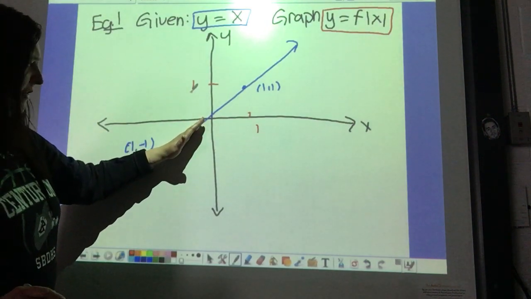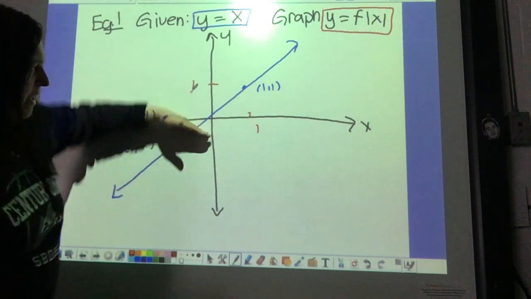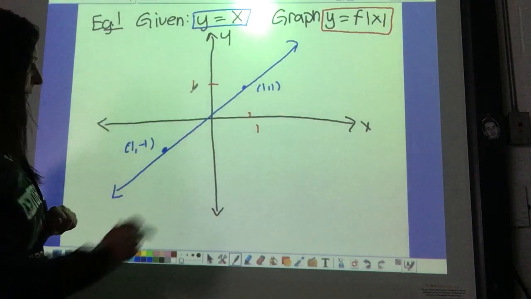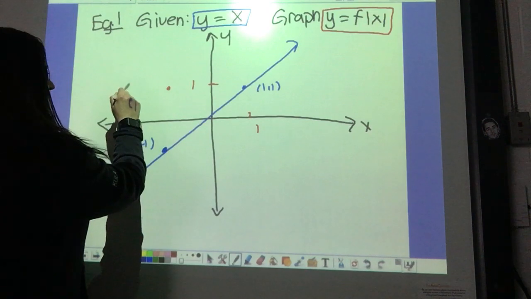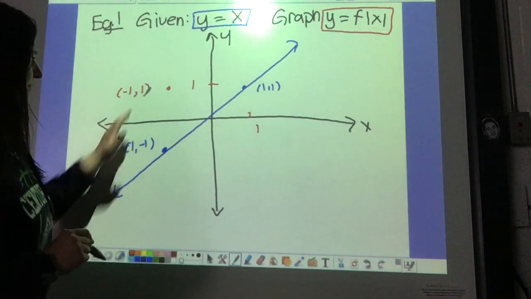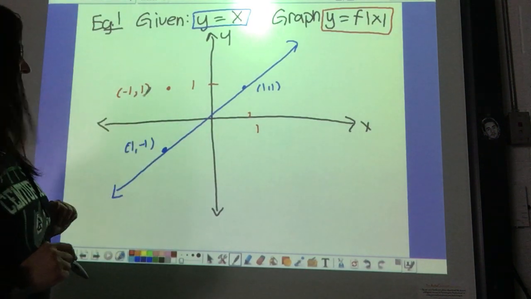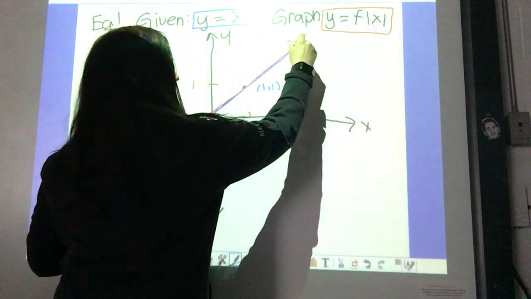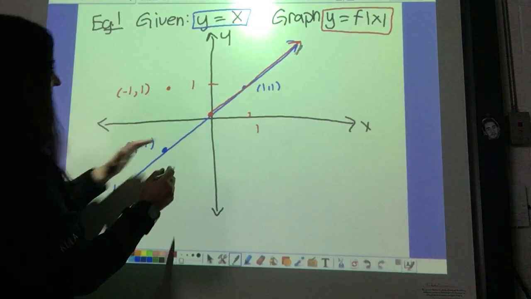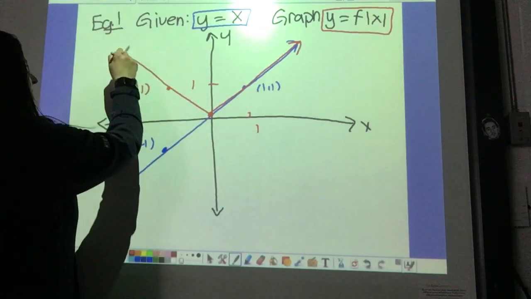So to do the absolute value of it, you take this piece that's below and just reflect it up. It's that simple. So the point -1 becomes the point -1 + 1. The x stays the same, just the y values change. Now this part is all the same, so I'm just going to retrace that. That part's the same, and this part that was below gets reflected up.